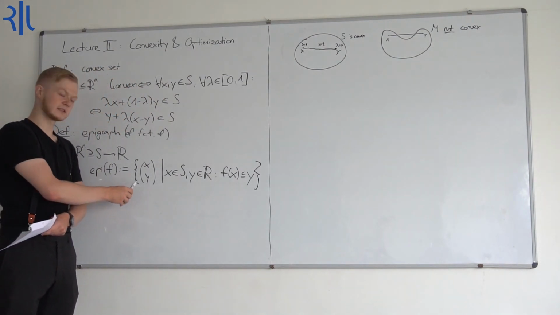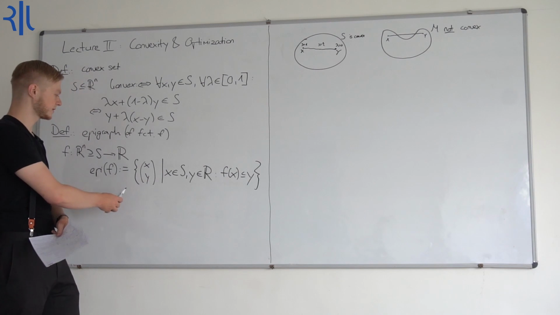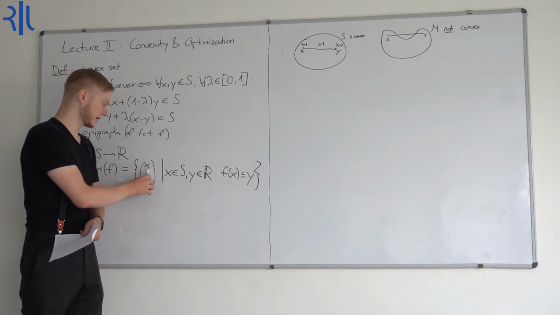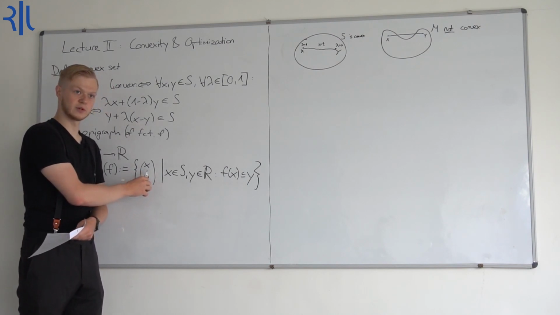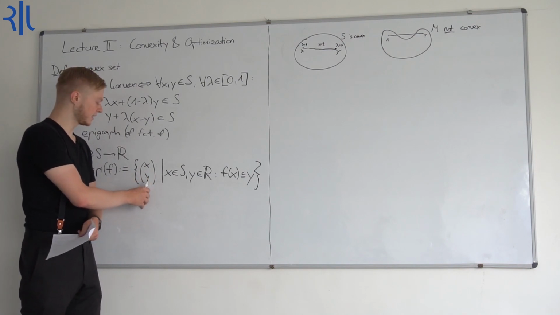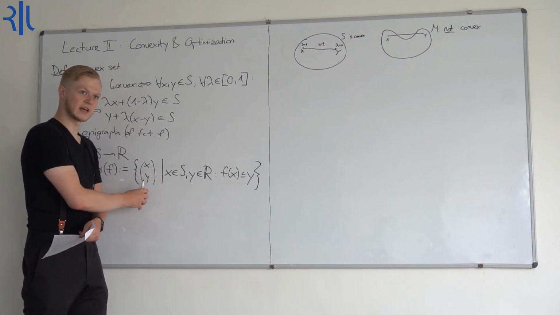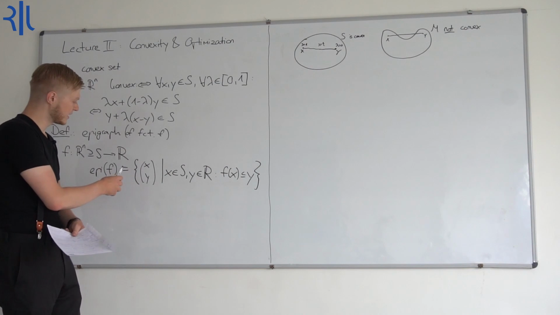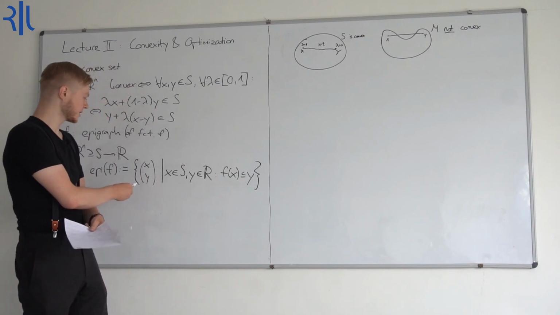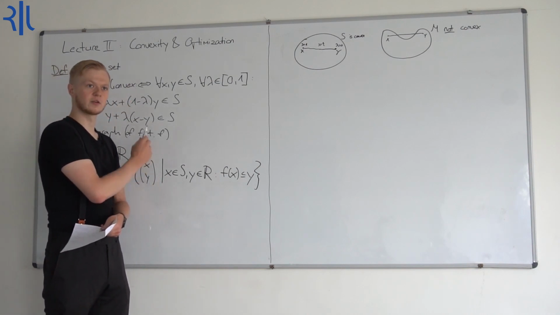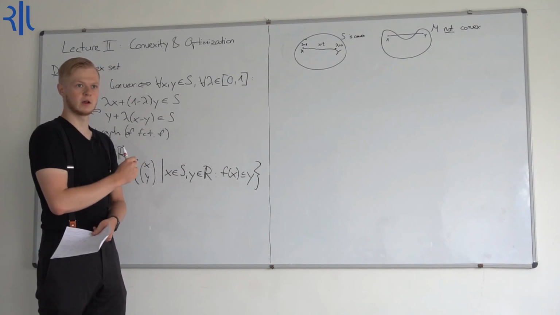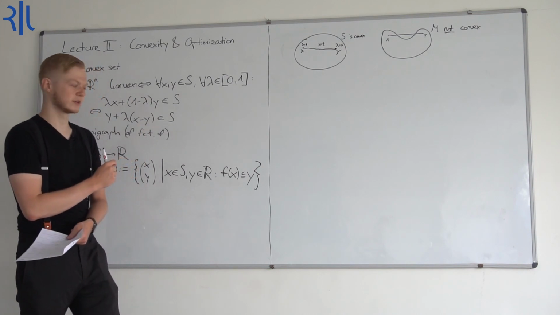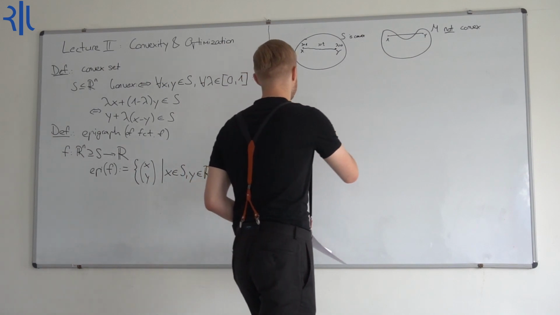The epigraph is another set that is defined as follows. We can take the values we put into the function, and we take a real number, so we add another dimension, another direction, and we demand that the values we can take are above the function value at this point.